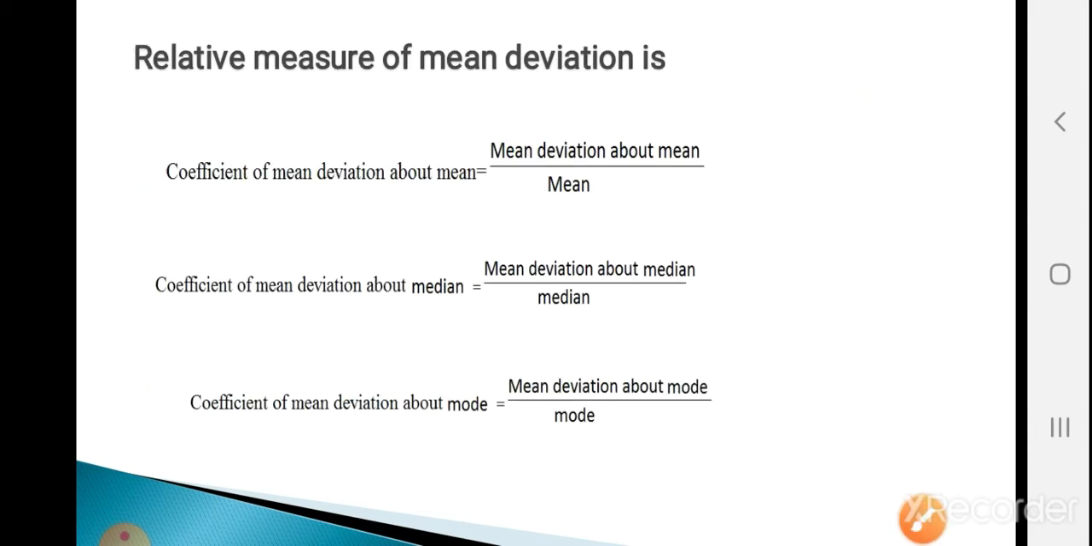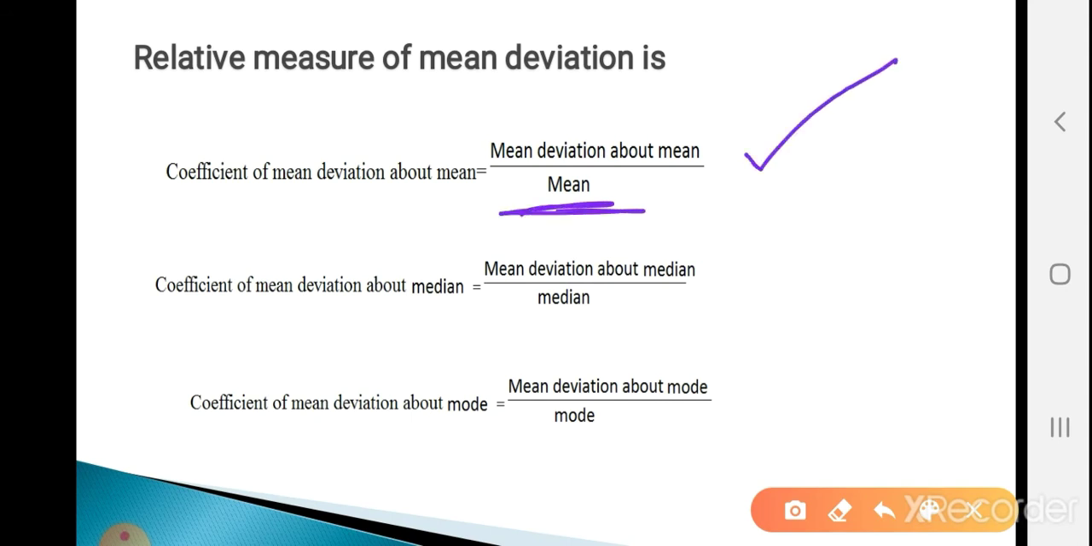Now the relative measures of mean deviation: the coefficient of mean deviation about mean. The formula is mean deviation about mean divided by mean. Next, the coefficient of mean deviation about median is mean deviation about median divided by median. And last, the coefficient of mean deviation about mode. The formula is mean deviation about mode divided by mode.